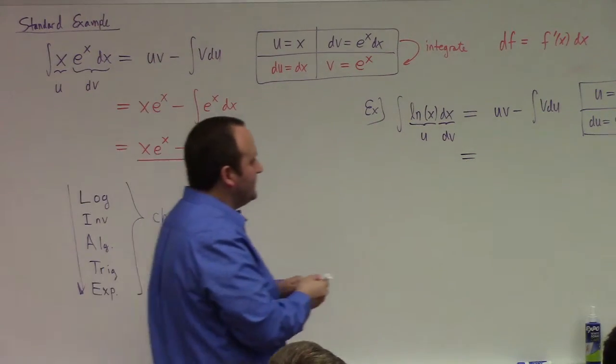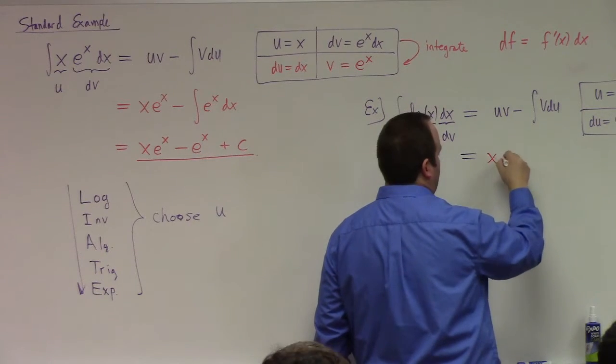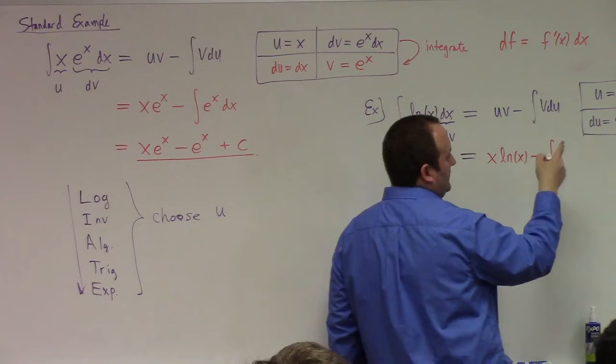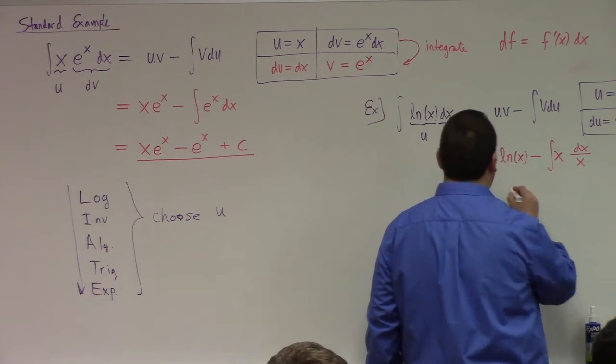Let's see here. So u times v is what? I've got x ln of x minus the integral of v, which is x, times du, which is dx over x. Well, isn't that convenient?